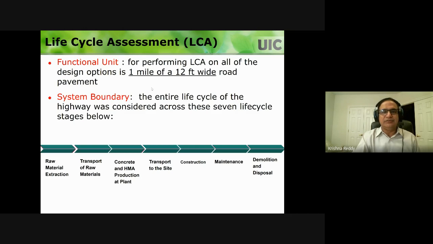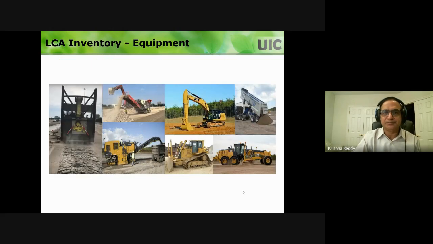So in this case, we consider the raw material acquisition, transport of the raw materials, manufacturing or production of concrete and asphalt, transporting those materials to the site, actual construction, and then maintenance, demolition and disposal. So all the life cycle stages have been considered. This really is the much preferred option.